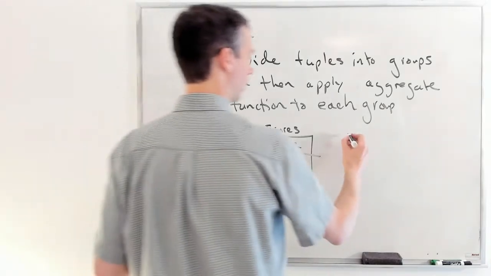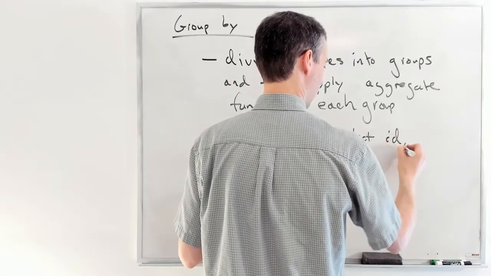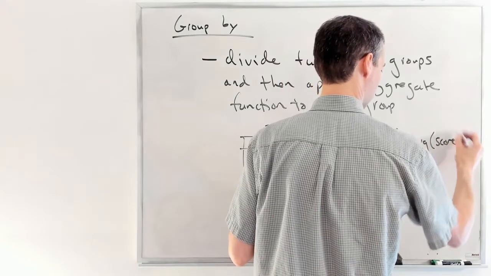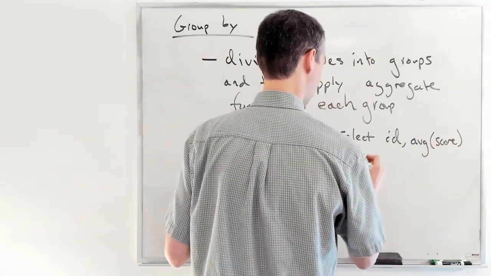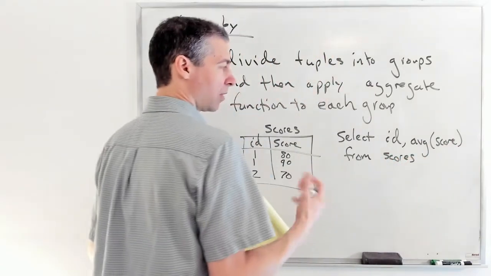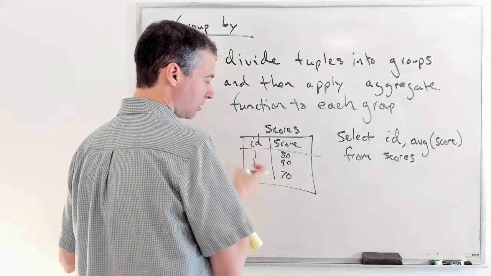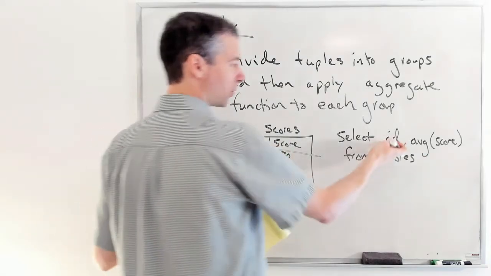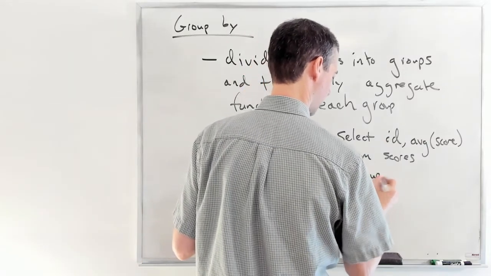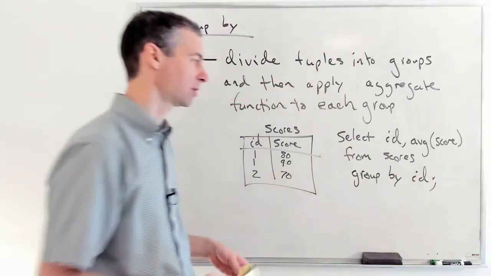I could select ID, average score from scores. Now, what I want to do is group by the ID so that I get the average for that ID. So I'm going to have a group by ID added on to the statement here.